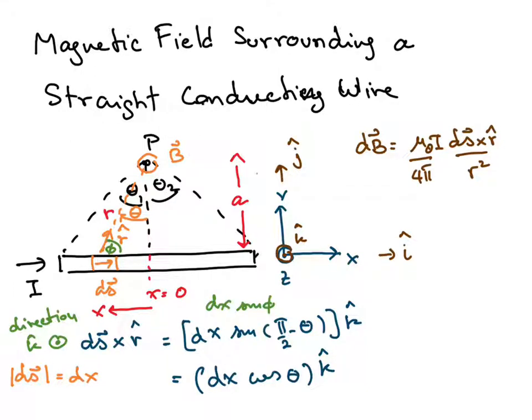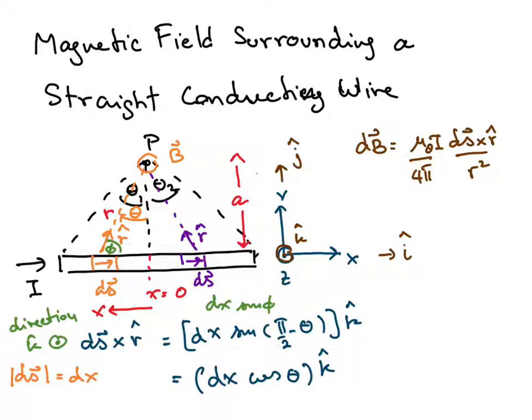You can see that for every segment on this wire, for example, if we look at this segment ds here, the unit vector r now points in this direction, and again the dB points out of the plane, right?